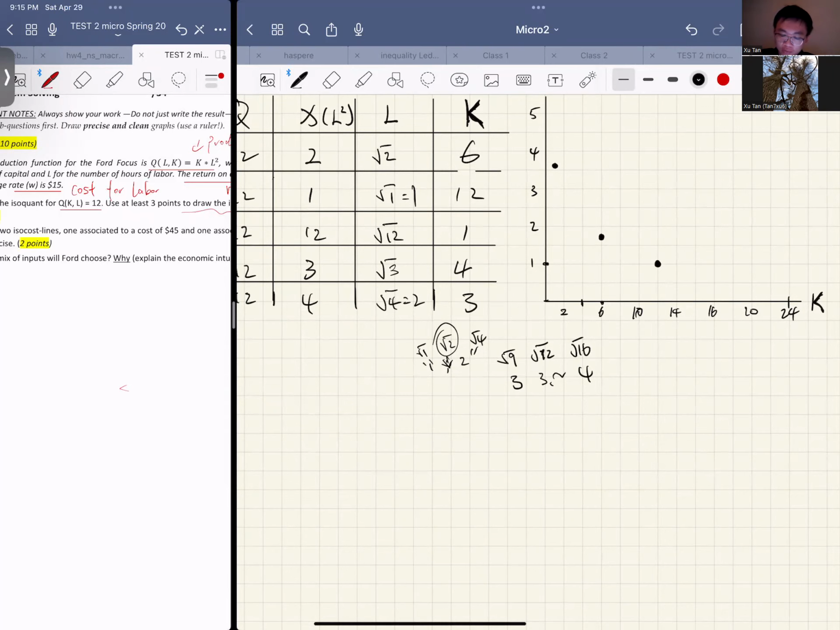Square root of 3 is between square root of 1 and square root of 4. Square root of 3, probably somewhere here. Could be my estimate was too big in the previous one. Something like this. And that's why it's 2 and 3.